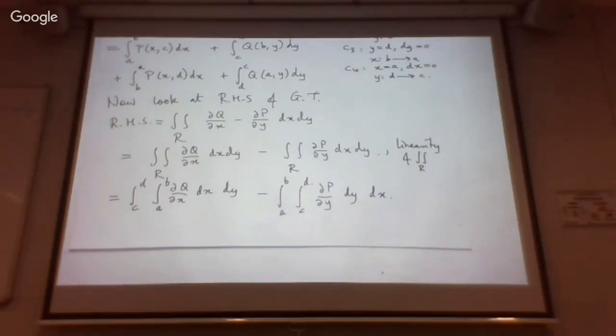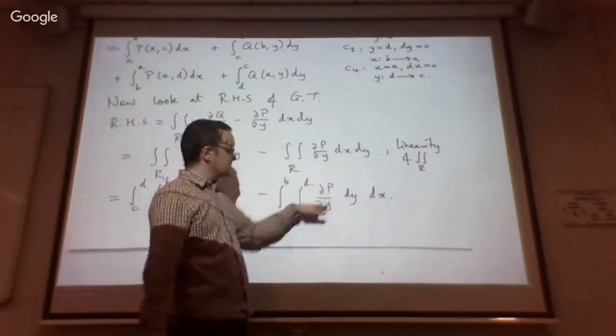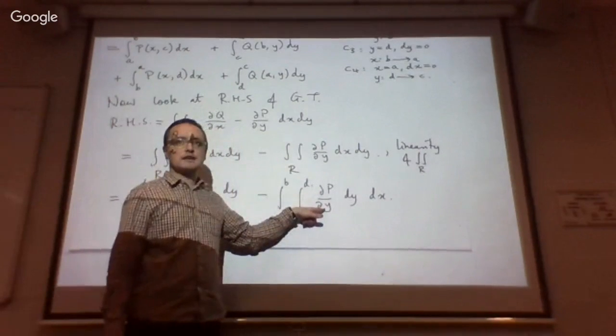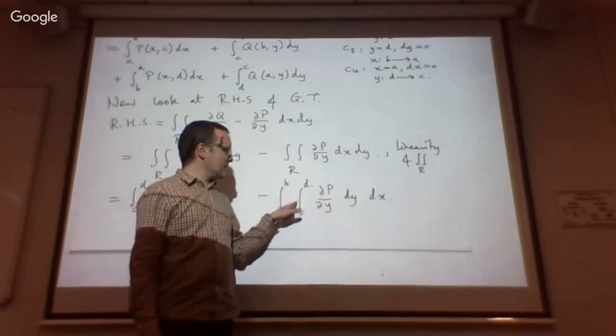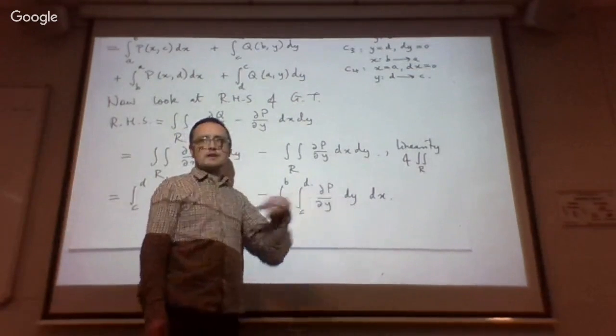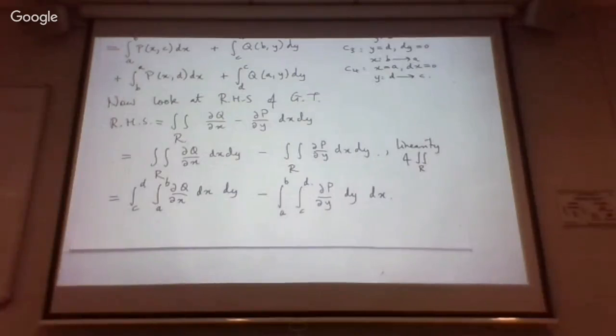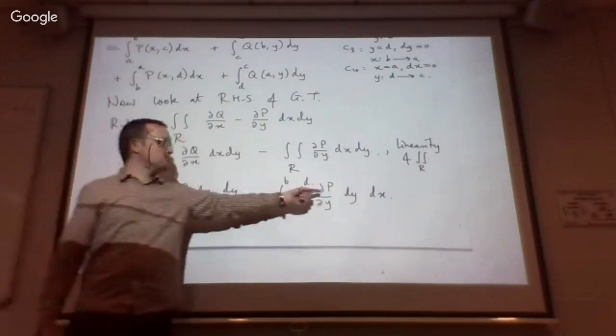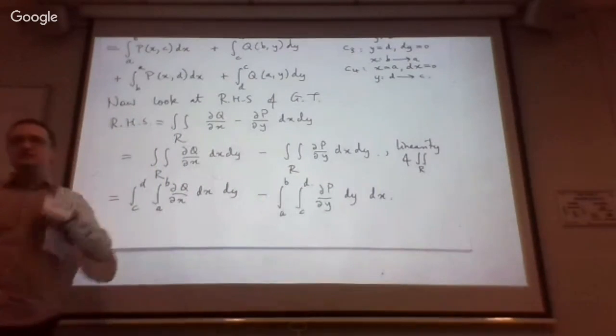Now the reason, why have I changed the order on the second one? Well, I'm integrating a derivative with respect to y. So now the inner integral will be just integrating the derivative with respect to y, with respect to y. But those operations are inverses of each other. Differentiating with respect to y, integrating with respect to y. Those two operations are inverses of each other. So when you apply them both to p, you're just going to get p as the result.